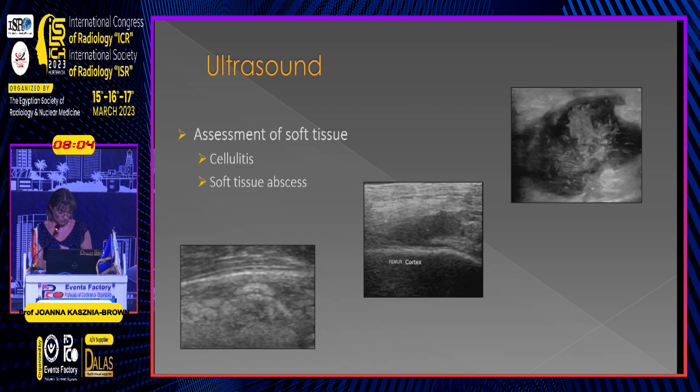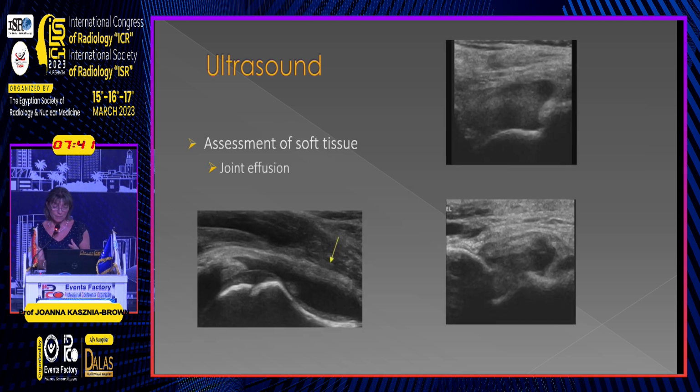And have a look here at a few examples: very diffuse changes, edema in the subcutaneous soft tissue consistent with cellulitis. You can also visualize the soft tissue abscess, as you can see here, a simple abscess or a more complex abscess with a lot of pus and multiple segmentation, multiple collections and septations. Then we can look also at the joint effusion. And ultrasound here is very, very useful. It's much easier to perform, quicker and cheaper than the MRI.